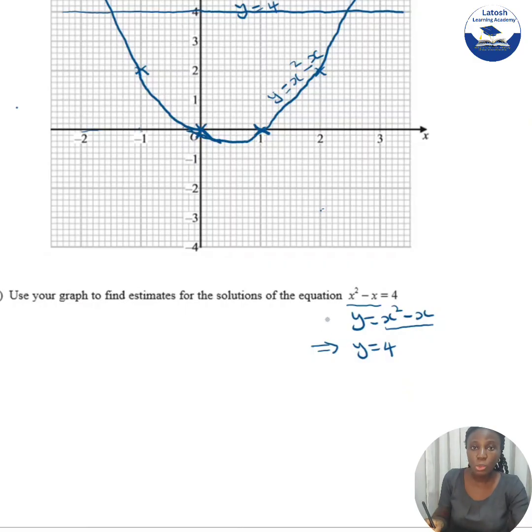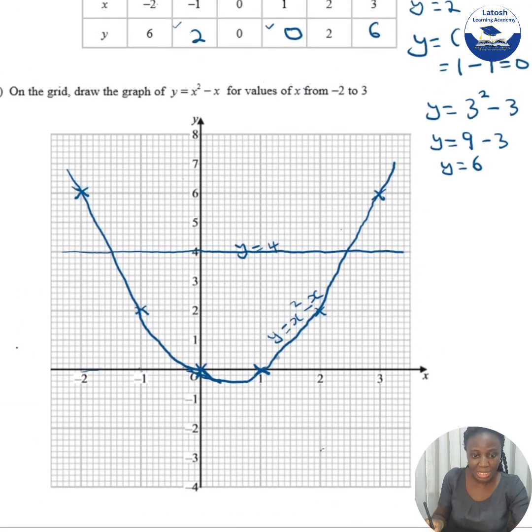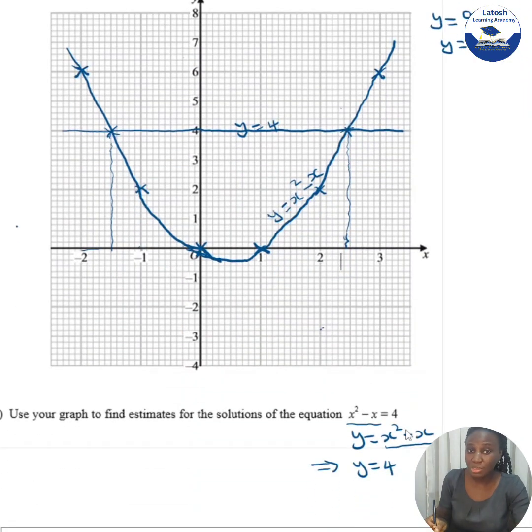Now to get that, we will go back to our graph and trace the points of intersection between the two graphs, the straight line and the quadratic curve. At this point, the two intersect, so we're going to trace it down. Then here too, we trace it down. If you use algebra to solve this question, you're going to get 0, because the question says use graph. So please don't make that mistake and go ahead to solve it using any other method. They want you to use graph, and you must use graph.